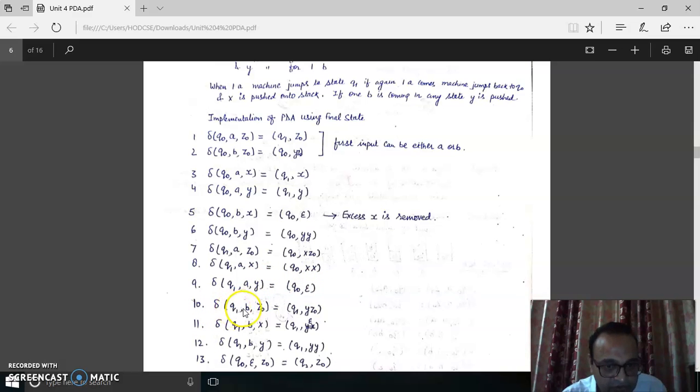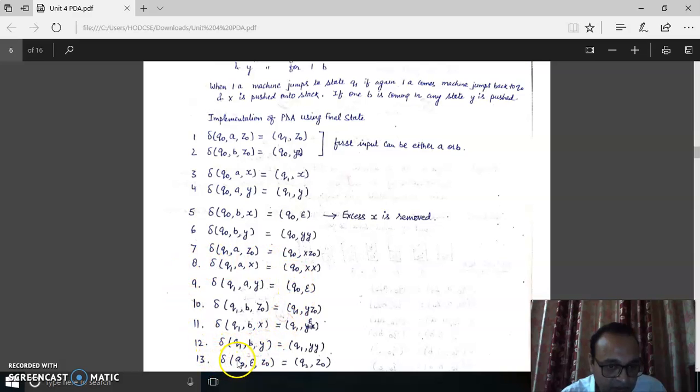Now suppose we are on the Q1 state and the input symbol is B, stack top symbol is Z0, we are pushing Y. Stack top symbol is X and input is B, so this will cancel them out, so we are popping it. Stack top symbol is Y, B is the input symbol, we are again pushing Y. Now on Q0, another 6 transitions have been done here. Suppose machine is on the Q0 state, input can be A or B, stack top symbol can be Z0, X or Y. So there are 6 more transitions.